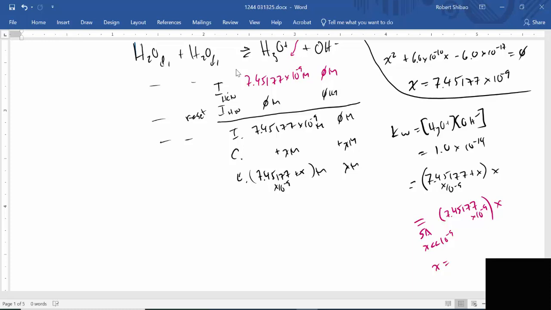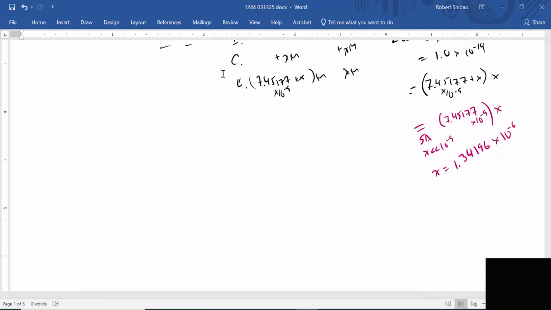And I get an x value of 1.34196, that's plenty of extra digits there, times 10 to the minus 6. Okay, then I try to justify this by calculating the percent change. Percent change is the change, and I could already see the numbers here. The change is 10 to the minus 6. The initial is 10 to the minus 9 times 10 squared. And the percent change is going to be on the order of 10 to the 5th.